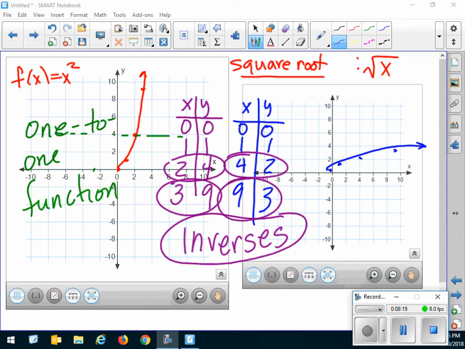You already knew that? Excellent. Now here's the deal. When you have a function and you switch the x's and y's, then you have its inverse function.